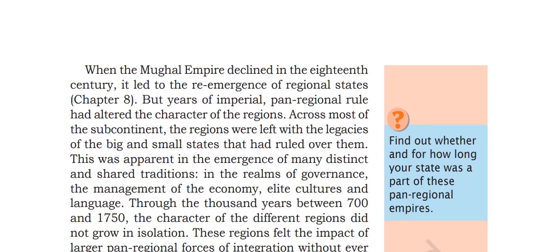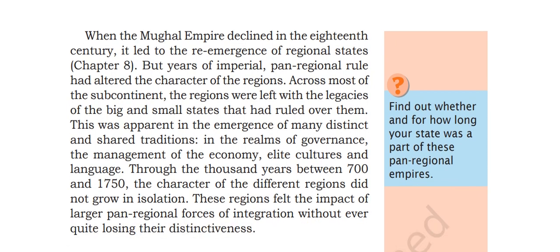When the Mughal Empire declined in the 18th century, it led to the reemergence of regional states, but years of imperial pan-regional rule had altered the character of the regions across most of the subcontinent, and the regions were left with the legacies of the big and the small states that ruled over them. This was apparent in the emergence of many distinct and shared traditions in the realm of governance, management of the economy, and culture and language.